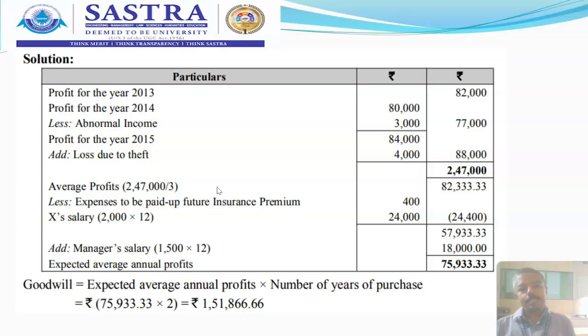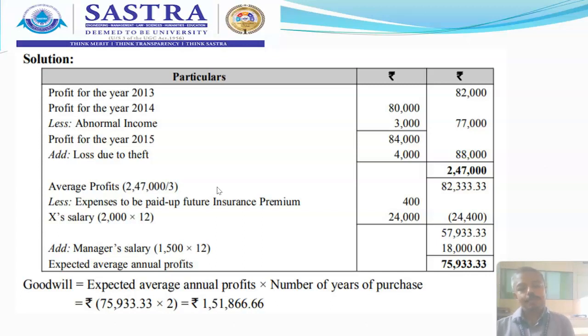Year 1 profit is 82,000. Since there are no adjustments, post it in the outer column. Year 2 profit is 80,000. It has an adjustment with respect to this particular year alone, so put that in the inner column. The profit for year 3, rupees 84,000, also has an adjustment for this particular year alone. So let us write that in the inner column.